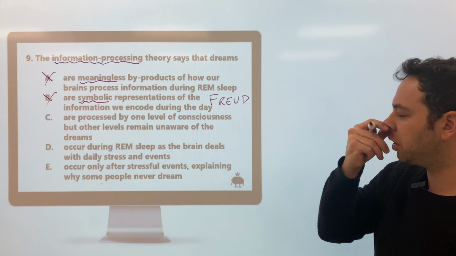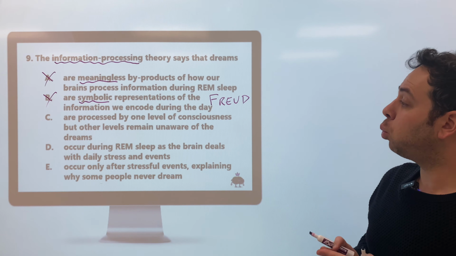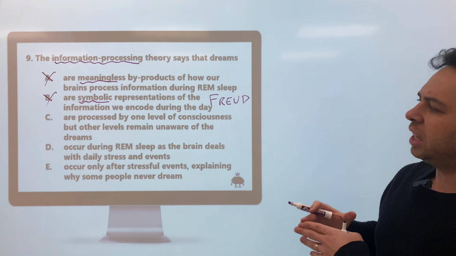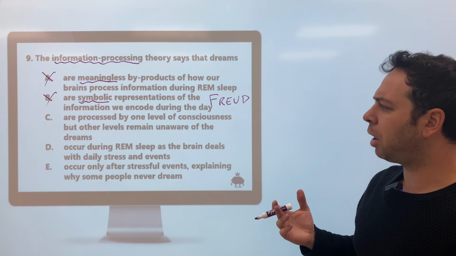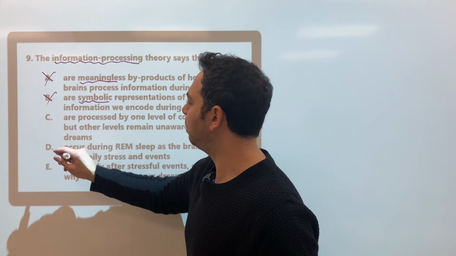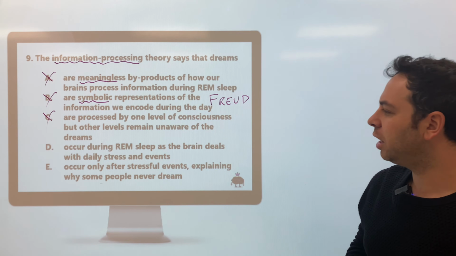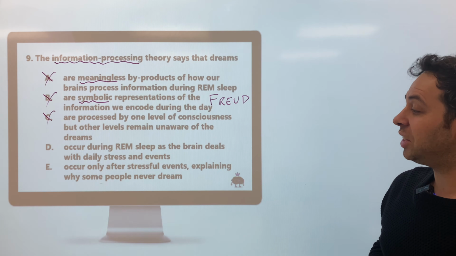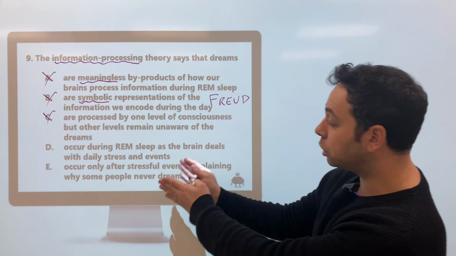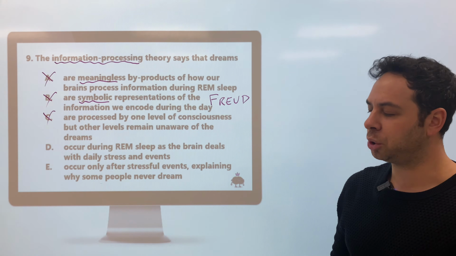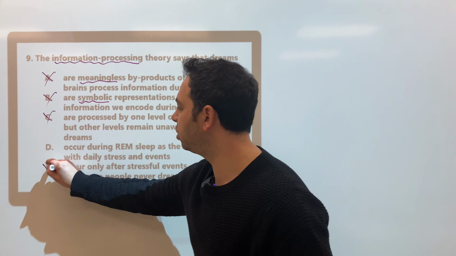All right, let's go to letter C. Dreams are processed by one level of consciousness, but other levels remain unaware of the dreams. Now, that kind of makes sense, but dreams really aren't about levels of consciousness, right? It's not a movie like Inception, so we're going to cross that one off. All right, let's go to E. Dreams occur only after stressful events, explaining why some people never dream. Now, I like the first part about stress, but here's the thing. Some people never dream. That's not true. Everybody dreams. So we're going to cross that one off.